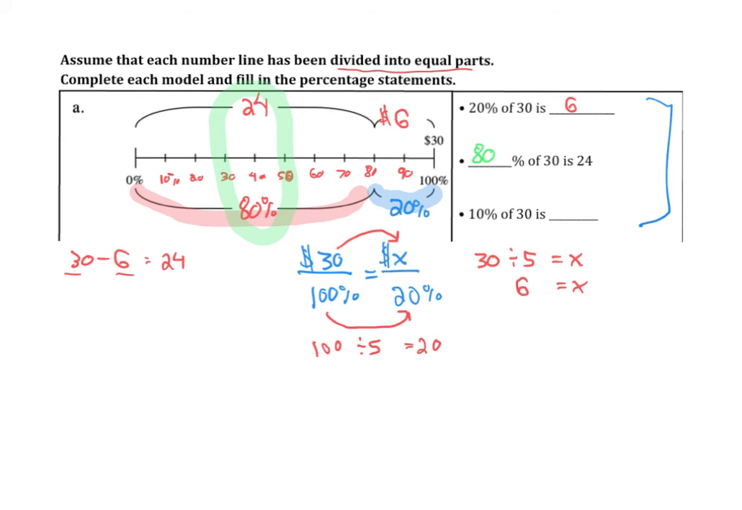And then I can use the same reasoning. So, well, 10% of 30 then. So if 6 is 20%, then X is 10%. And I know that if you take 20 and you divide it by 2, you get 10. So I'm just going to take 6 and divide it by 2, and I'll end up with 3. So 10% of 30 is 3.